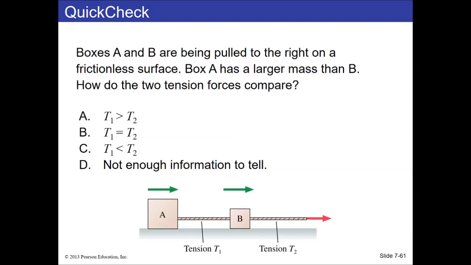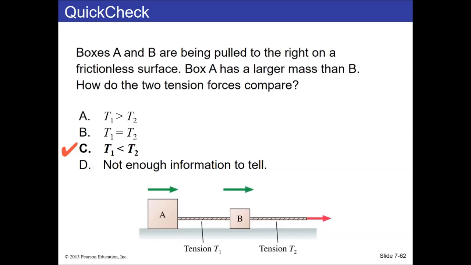Okay, so in this question here we have boxes A and B being pulled to the right on a frictionless surface. Box A has a larger mass than B. How do the two tensions compare to each other? So what you're looking at here is you got a tension between blocks A and B. We got tensions between block B and whatever's pulling things to the right here. So think about this question for a moment. And the answer here will be C. So tension 2 will be larger than tension 1.